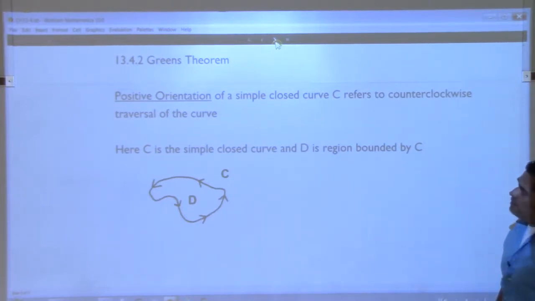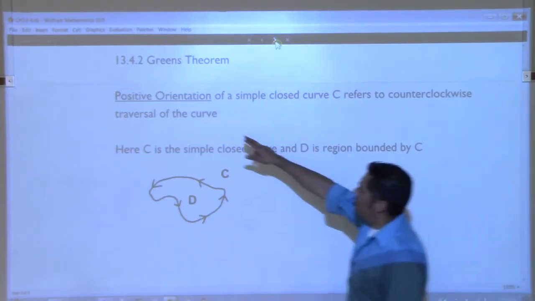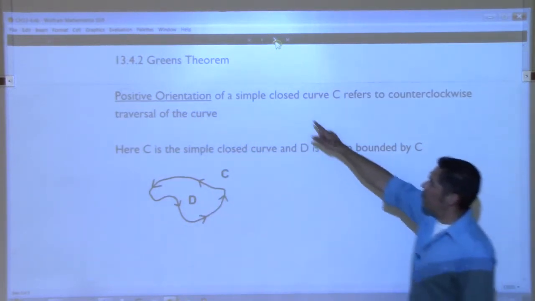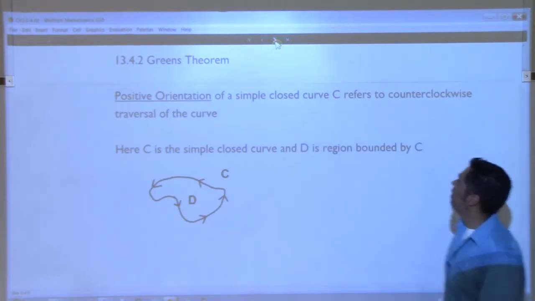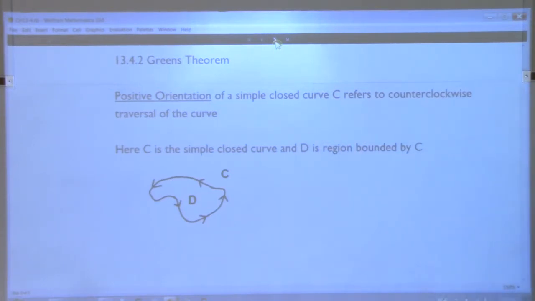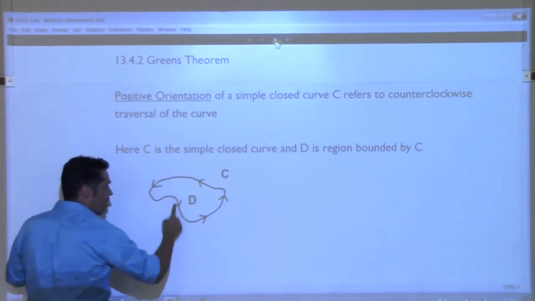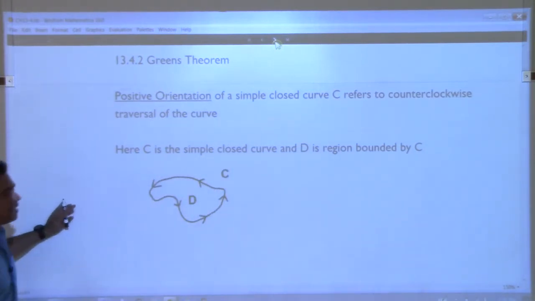A positive orientation. Okay, so this is a definition. Positive orientation of a simple closed curve C refers to counterclockwise traversal of the curve. So right now we're only looking at a two-dimensional picture. That's all we're going to do. And then in a later section we'll go to three-dimensional. So imagine we have a curve sitting on a flat sheet of paper. Then if we go counterclockwise around it, this is called positive orientation.